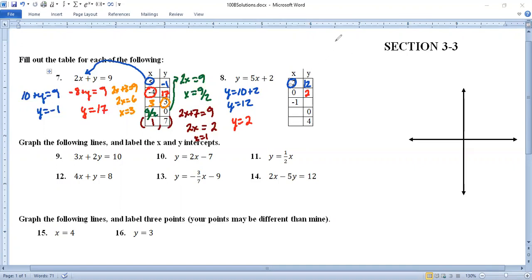Next one, stick in -1 for x, and we get, let's put this one up here top, we get y equals 5 times -1 plus 2. -5 plus 2 is -3. Gives us -3 right there. Good. Then the next one, we're going to stick in 0 for y.